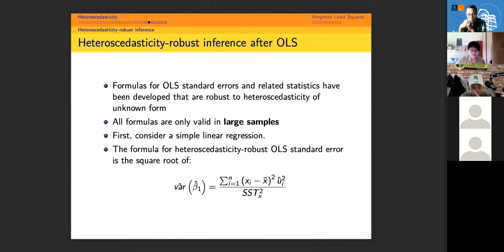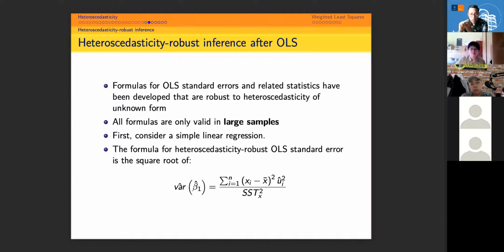Okay, so I don't want you guys to focus much on the formula. Stata can provide you with the calculated heteroskedasticity robust standard error, but I just want you to understand the idea behind the heteroskedasticity robust inference. Okay, so again, formulas for OLS standard errors and related statistics have been developed that are robust to heteroskedasticity of unknown form.